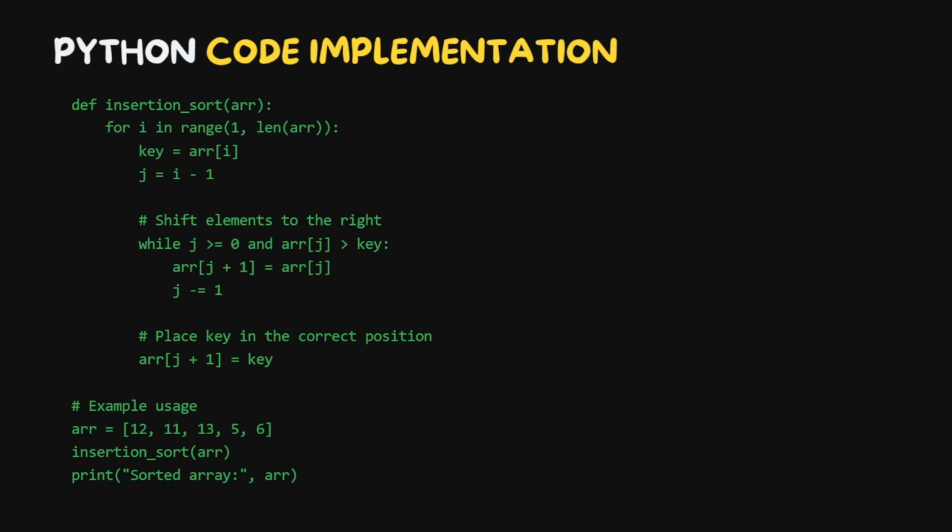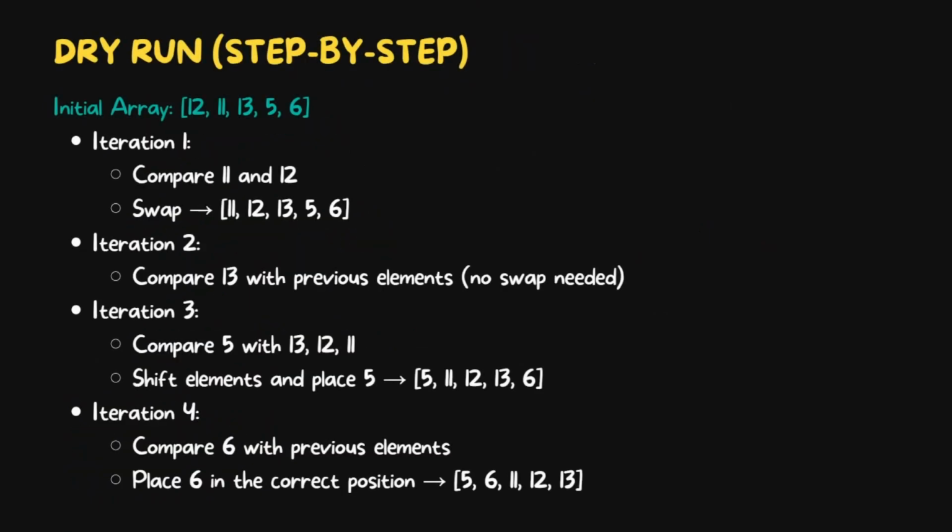Let's do a dry run of the code. The initial array is 12, 11, 13, 5 and 6. In the first iteration, we compare 11 and 12. We swap them and the result will be 11, 12, 13, 5 and 6. In iteration 2, we compare 13 with 11 and 12, and since 13 is larger than 11 and 12, no swap is needed.